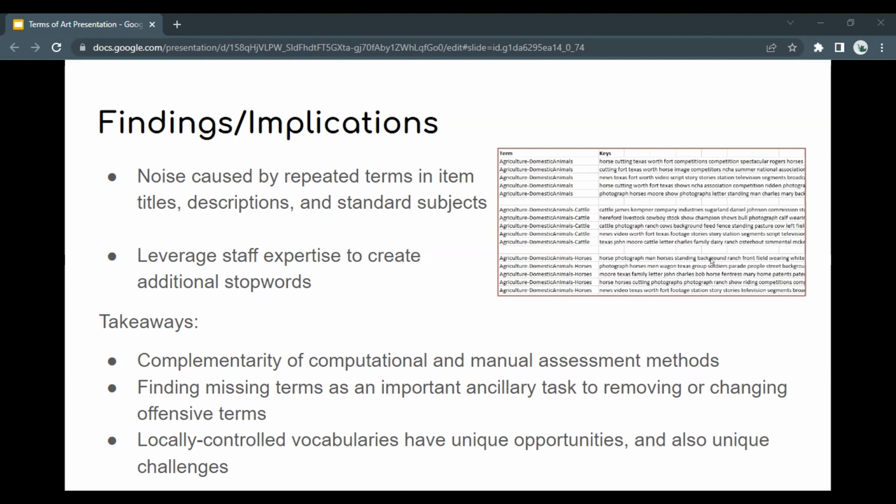Secondly, I think the project serves as an important reminder of the task of identifying missing or underrepresented topics in a vocabulary. I think that is a very important side of this discussion, and it should be discussed alongside the challenges of removing or changing offensive and outdated terminology in vocabularies. And also, I think it's worth noting how such efforts are especially salient for locally controlled vocabularies, which have both a greater freedom to make changes quickly and also a greater obligation to ensure that their terms serve the communities that are represented in their collections.